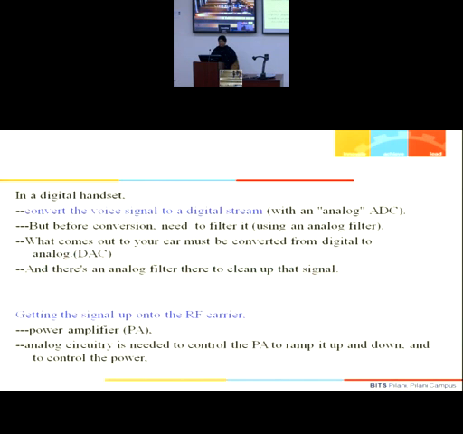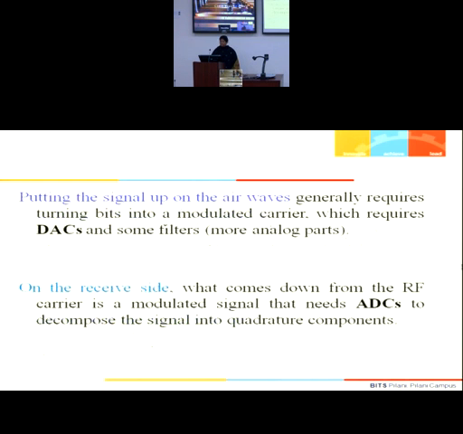So as I said, power amplifiers are there, RF carriers, analog circuitry to ramp the signals up and down, to control the power. Look here, so many analog things are there. Putting the signal up on the airwave generally requires turning bits into modulated carriers. You need again DACs, you again need filters. Receiver side, you need ADCs. You need something we call PLLs to receive the bits from the signal. Time synchronization is done, decomposing the signal into quadrature components. There is so much communication.